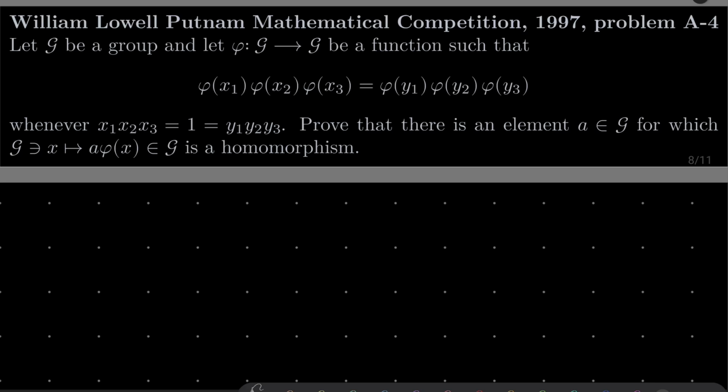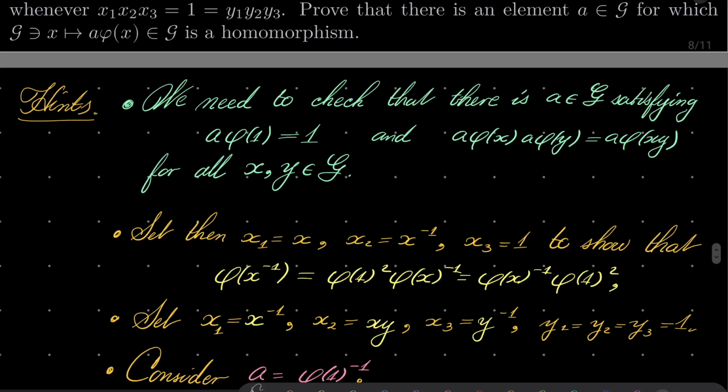So our function phi need not be a homomorphism, but it's almost a homomorphism. We wish to prove that there is an element A of our group such that the following mapping, which takes x and maps it to A times phi of x, is a homomorphism. Here are my hints for this problem. The solution is not really long, but it may be tricky for you.